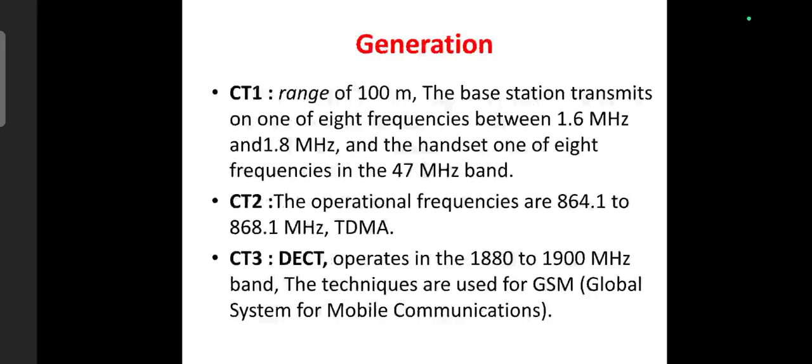The third generation evolved into DECT technology, operating in the 1880 to 1900 MHz range. DECT provided enhanced voice quality, better security, higher capacity, and features similar to cellular systems such as GSM. These developments significantly improved cordless communication performance and reliability.